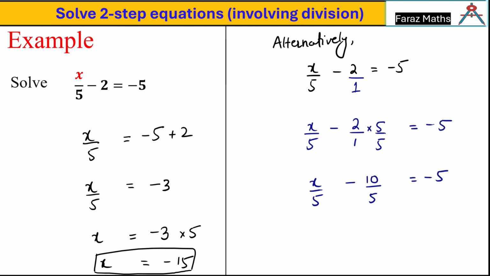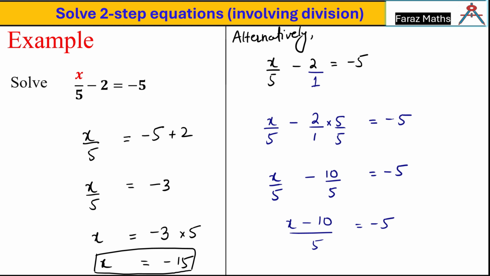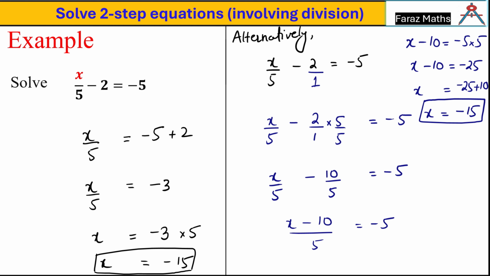Now we can write it in a single fraction because the denominators are the same. So x minus 10 over 5 equals negative 5. Then 5 is in division, so it will multiply on this side. x minus 10 is equal to negative 5 times 5. Therefore we have x minus 10 is equal to negative 25. Now you have negative 10 on the left side, it will become plus on the right-hand side. So now x is equal to negative 25 plus 10, which is negative 15. And that's our answer. Okay, coming to the next.